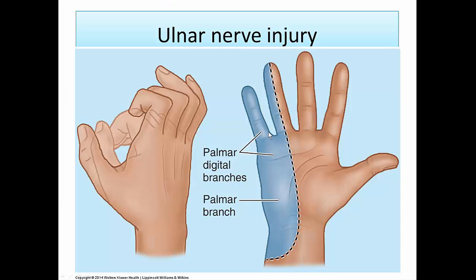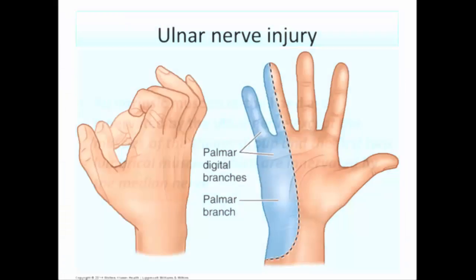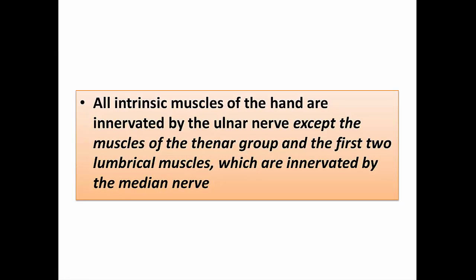If you have an injury to the ulnar nerve, of course, you're going to have a sensory deficit in the region of skin which is supplied by the ulnar nerve. That is indicated right here. It's 1.5 fingers on the palmar aspect of the hand. But of course, you're also going to have extensive motor loss in the hand, and you're going to lose most intrinsic hand muscles if it is injured distally, which over time can lead to this claw hand-like appearance. Remember that all intrinsic muscles of the hand are innervated by the ulnar nerve except the muscles of the thenar group and the first 2 lumbrical muscles, which are innervated by the median nerve.